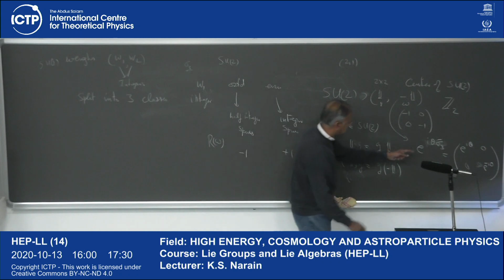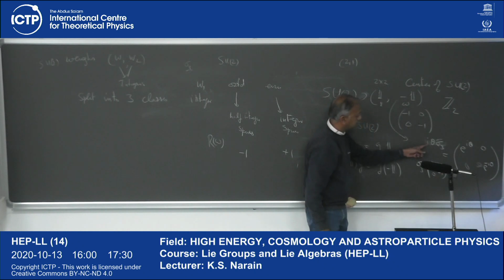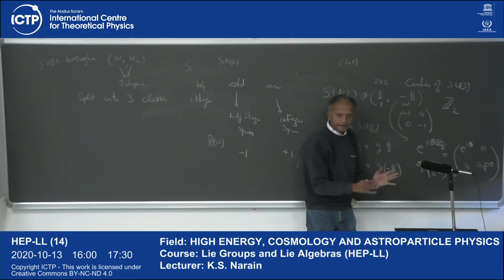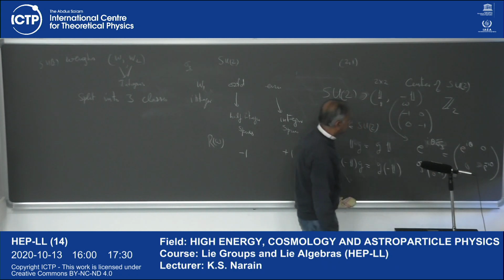Okay, well, sigma 3 is simply 1, minus 1, right? So when you take e to the i theta times sigma 3, it will just become e to the i theta, e to the minus i theta. You can prove this, for example, by expanding the exponential and collecting all the terms, and you'll find this.